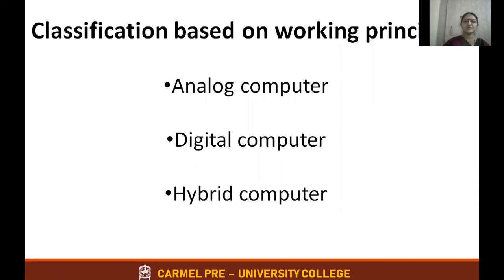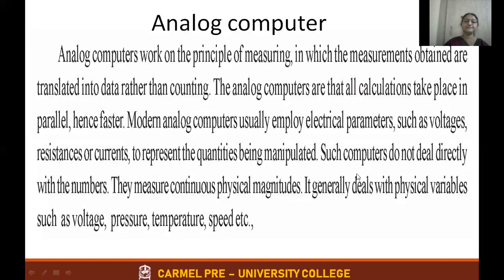Okay. So analog computer, digital computer, and hybrid computer are the three classifications or three types depending on the working principle. Now let us learn how an analog computer works, what the working principle is for a digital computer, and how a hybrid computer is different from analog and digital. So let us learn this.